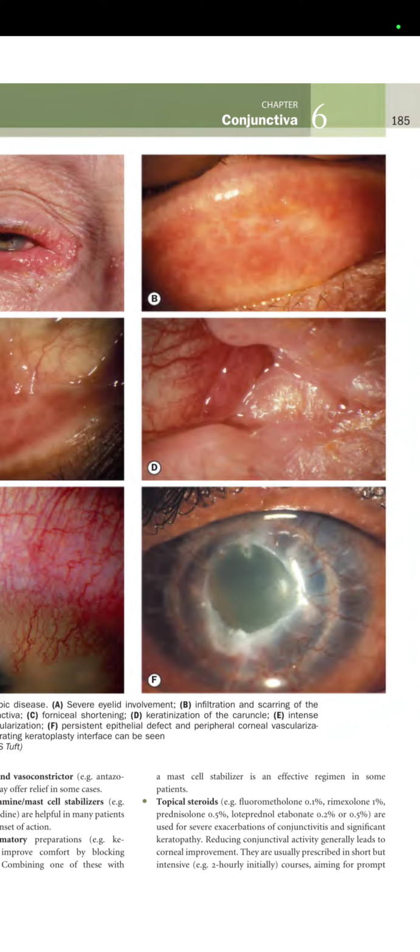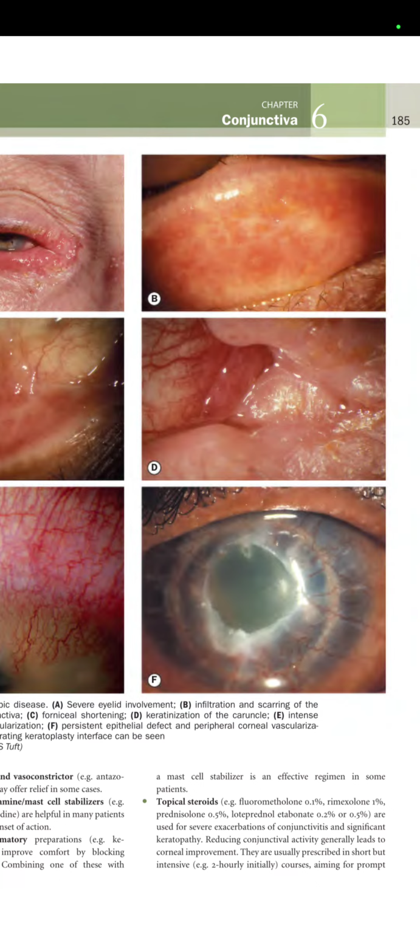Topical steroids, for example, fluorometholone 0.1%, rimexolone 1%, prednisolone 0.5%, loteprednol etabonate 0.5% or 0.2%, are usually for severe exacerbation of conjunctivitis and significant keratopathy. Reducing conjunctival activity generally leads to corneal improvement.